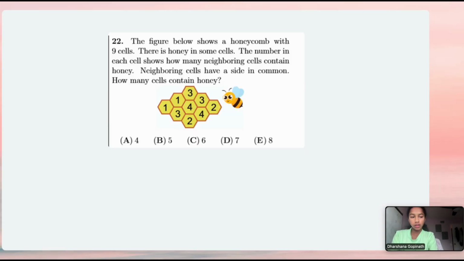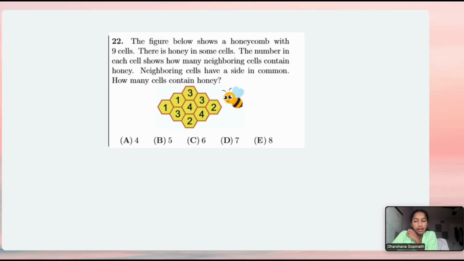22. The figure below shows a honeycomb with 9 cells. There is honey in some cells. The number in each cell shows how many neighboring cells contain honey. Neighboring cells have a side in common. How many cells contain honey?